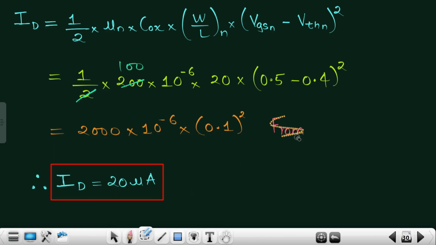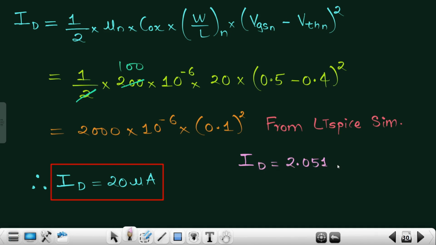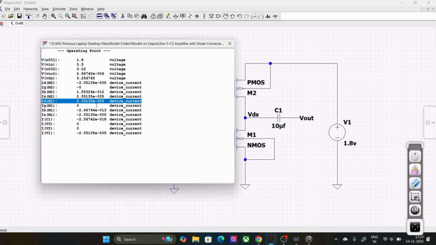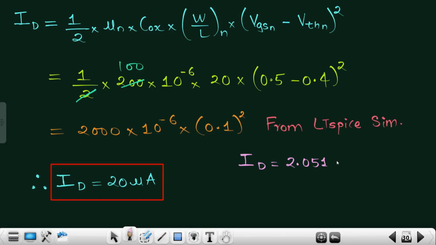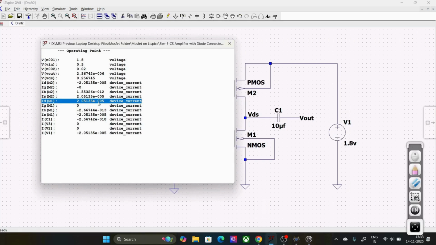One sec, let me erase it and let me write it properly. From LT Spice simulation, right? From the LT Spice simulation, we are getting the value for ID as 2.0513, something like that, into 10 raised to minus 5. This minus 5 represents 10 raised to minus 5, right?